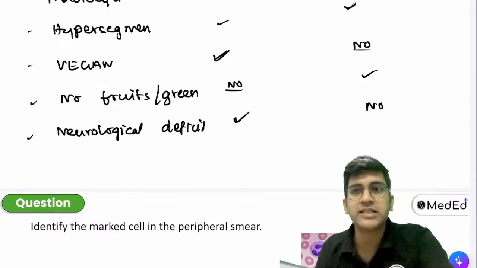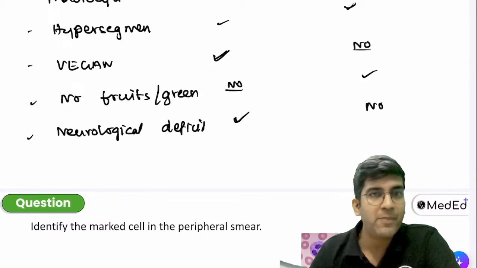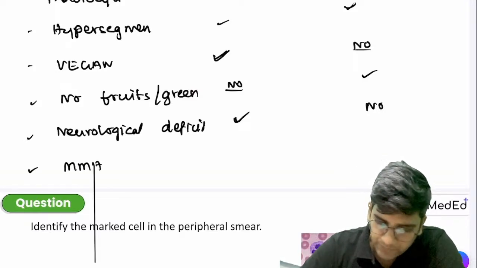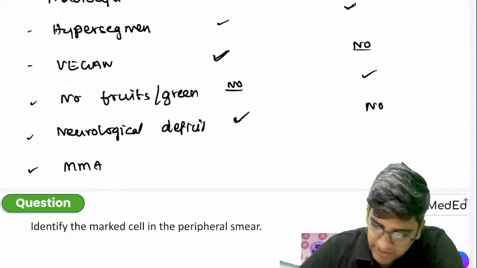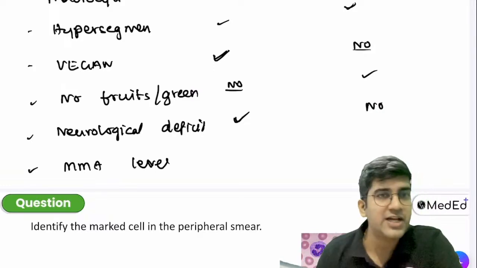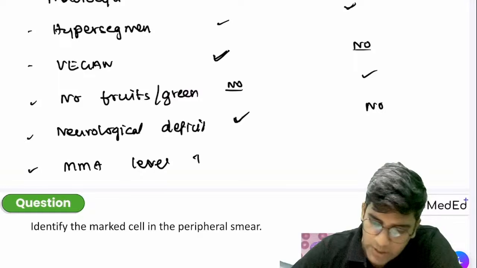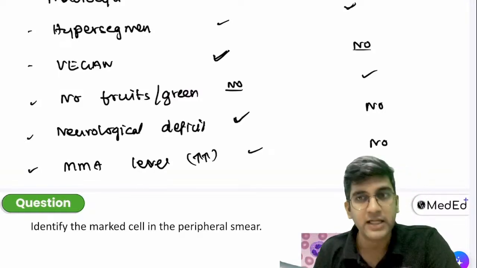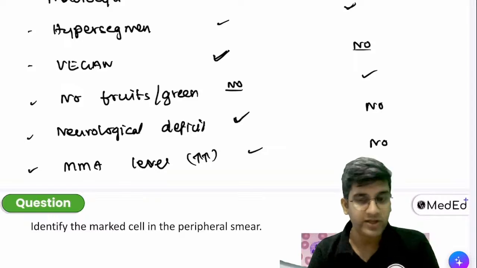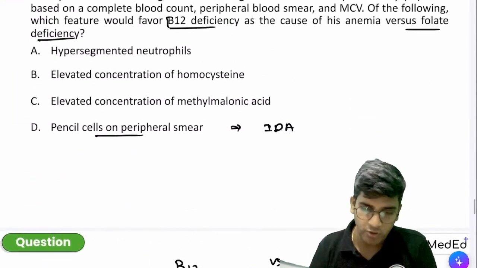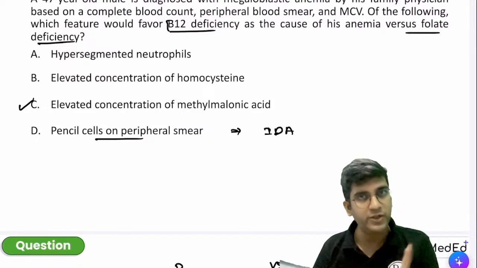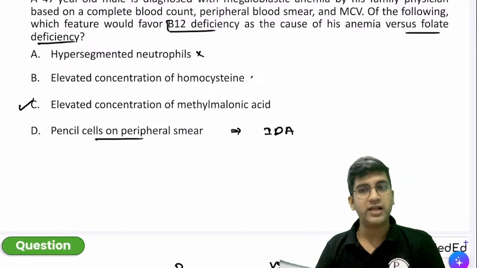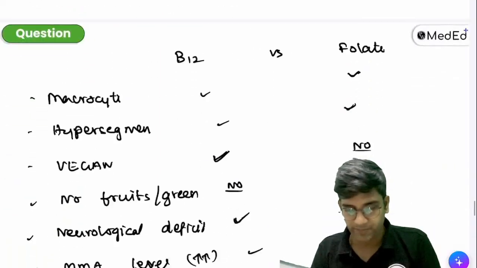And last but not least is methylmalonic acid levels, right? MMA levels. Because B12 is involved in the biochemical reaction of methylmalonic acid, it will be elevated in case of B12 deficiency and not be elevated in case of folate deficiency, right? So the answer to this is methylmalonic acid. I think I have given the wrong answer in the test. Ignore that. The answer is option C. That helps me to differentiate folate versus B12. This is common, and is not even seen in case of an IDE, right? Okay, ignore that error. Fine.